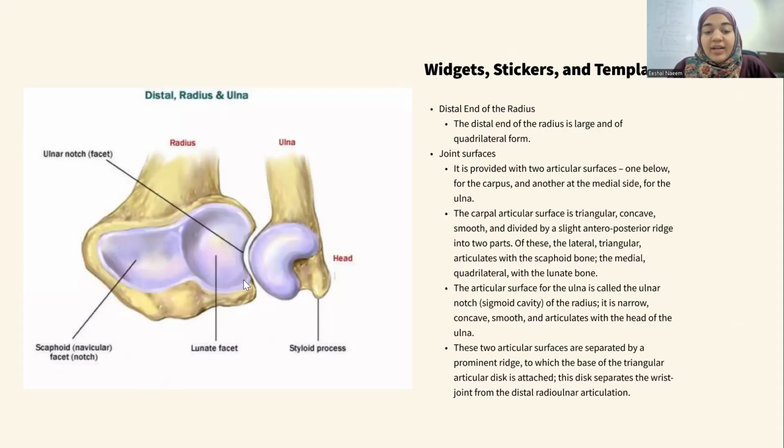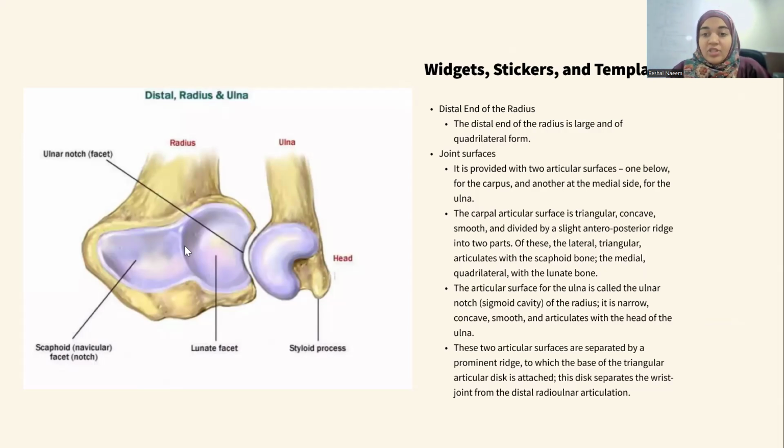The joint surfaces: it is provided with two articular surfaces, one below for the carpus. When we say carpus, we're talking about the scaphoid and lunate, and another at the medial side for the ulna. So we have a joint for the carpus bones, and then we have a joint for the ulna. The carpal articular surface is triangular and concave. As you can see, we're talking about this. So this surface is triangular, concave, smooth and divided by a slight anterior-posterior ridge. So this is the slight anterior-posterior ridge they're talking about.